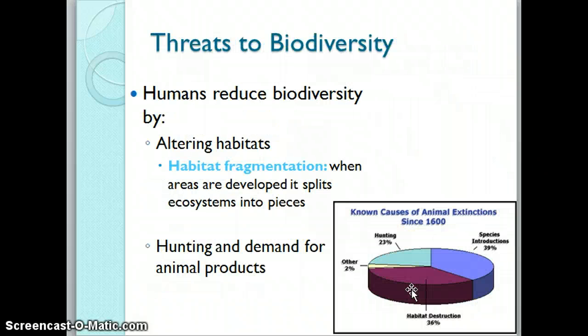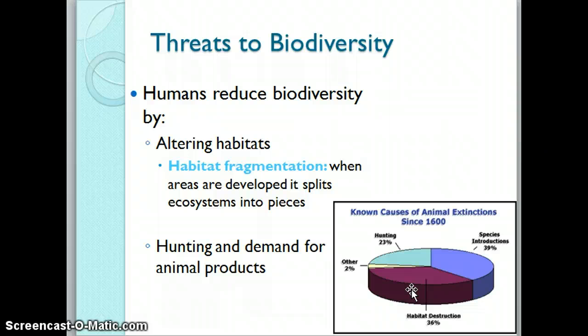Despite all the ways that biodiversity is helpful, human activity is reducing the amount of biodiversity. There are 5 main ways they're doing this. When land is cleared to build roads, homes, and buildings, the number of different organisms in a habitat is reduced. The smaller a habitat is, the fewer species that can live there. When areas are developed, splitting one large habitat into several small ones, biological islands are created. This is called habitat fragmentation.